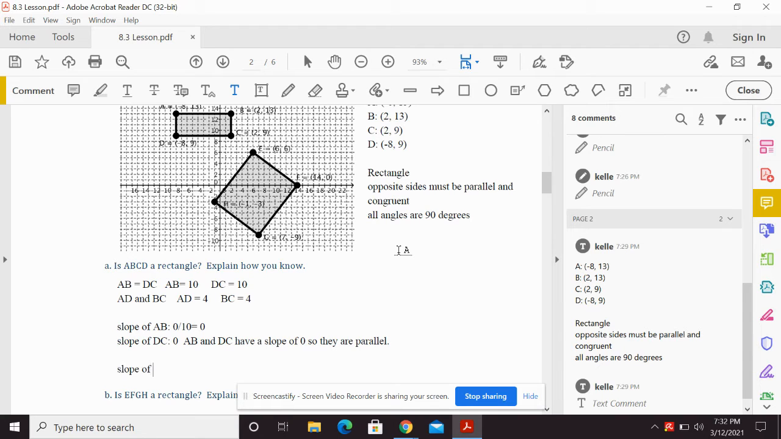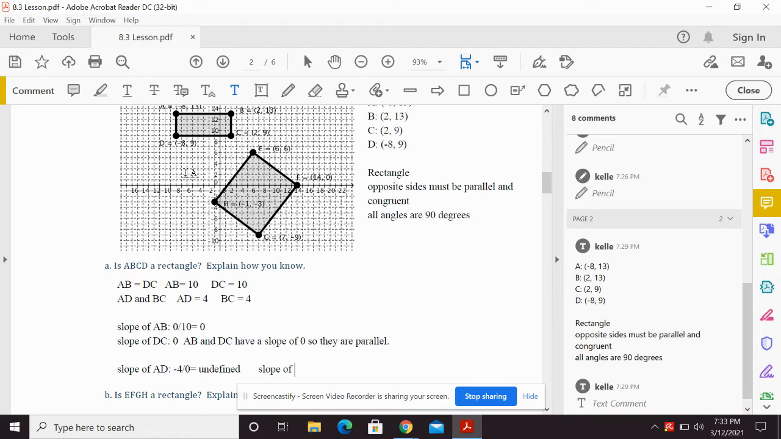Okay, slope of AD. My change in y is going from 13 to 9, so that's -4, over my change in x. -8, -8. So I have -4 over 0. You cannot divide by 0, so that is undefined. So this slope is undefined.